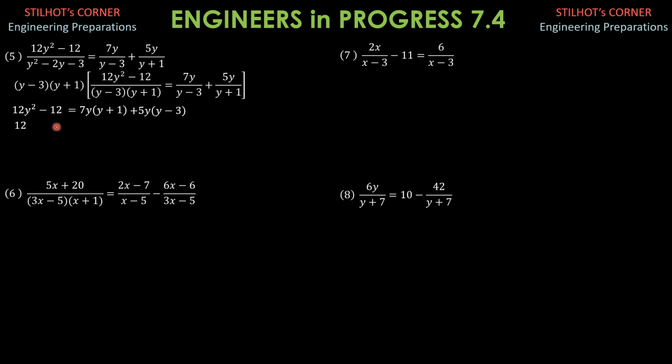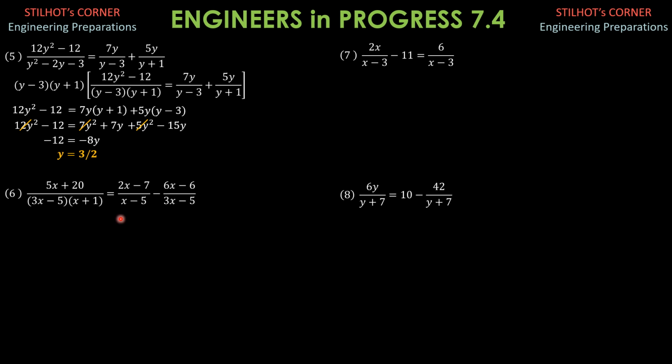Then simplify: 12y squared minus 12 equals 7y squared plus 7y plus 5y squared minus 15y. Since 7y squared plus 5y squared is 12y squared also, we can cancel the y squared terms. Then negative 12 equals negative 8y. Divide everything by negative 8. Negative 12 over negative 8 is positive 12 over 8, or 3 halves. So y is 3 halves. When y is 3 halves, none of the denominators is 0. Therefore, the solution is y is 3 halves.